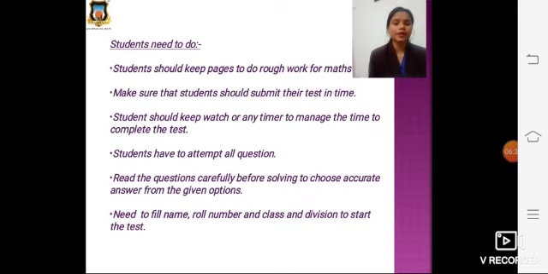When you are going to attempt a question, students, it is very important that you read the questions carefully. Don't click on the options without solving it. Some students do that. Please don't do that. First of all, read the question carefully and then solve it in your notebook. Whatever answer comes, see that option is there in the options, then choose the correct answer. So this thing you have to remember.